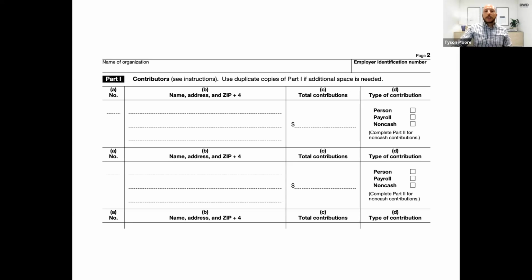One thing to note here, don't put anonymous if you can avoid it as a donor name. The IRS really doesn't like to see anonymous written here. They think that if your organization's received a donation from someone, then that organization should be able to determine the name and the address of the donor who gave them funds.